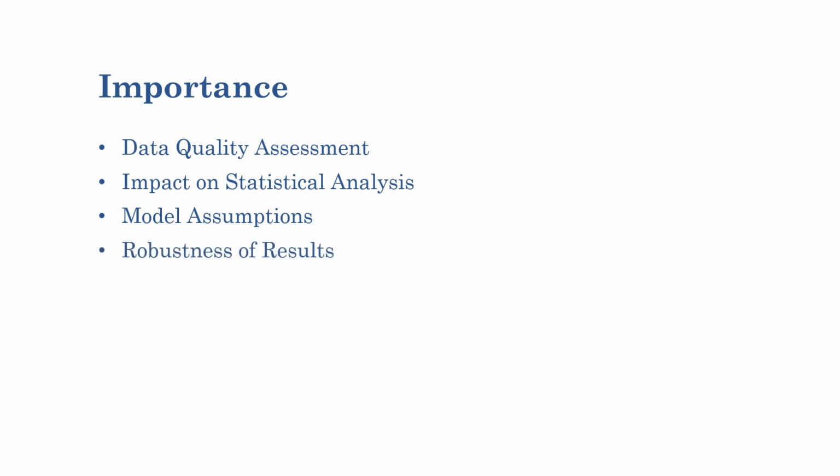Robustness of results. Outliers can have a disproportionate impact on the results of analysis. By identifying and either removing or properly handling outliers, researchers can ensure that their results are more robust and less sensitive to extreme values.